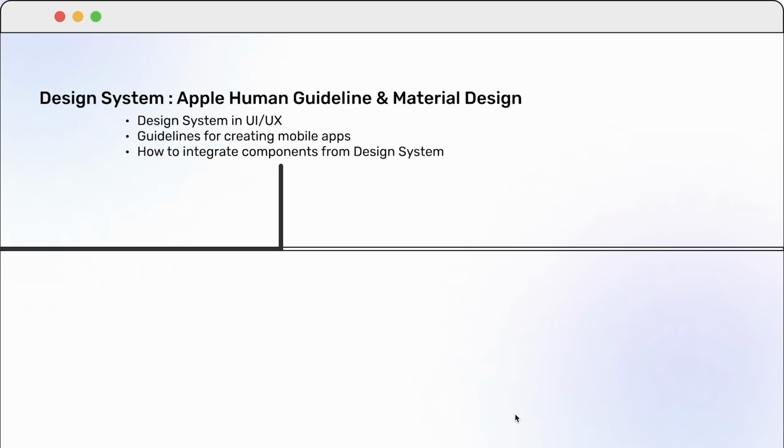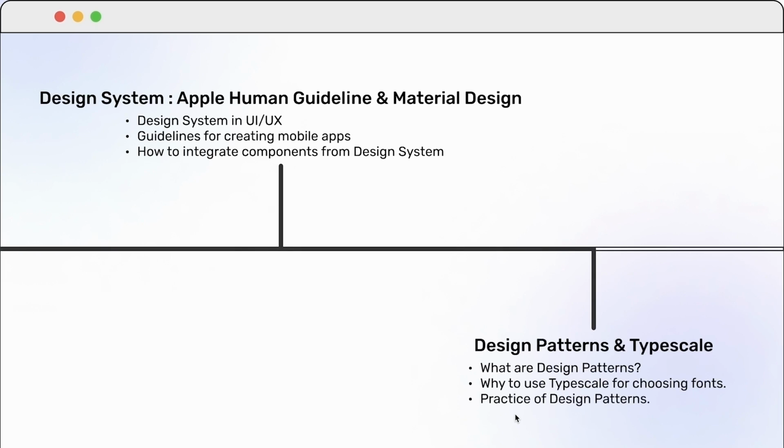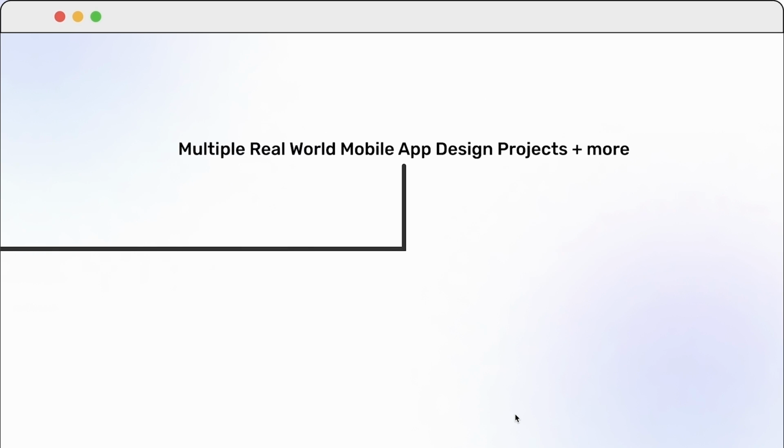From the next section, we will start designing the mobile apps. At first, we will design a few of the most common design patterns like onboarding and sign up. After that, we will start designing the full-fledged mobile app projects. We will design multiple real-world apps and apply all the things that we have learned so far in the course.